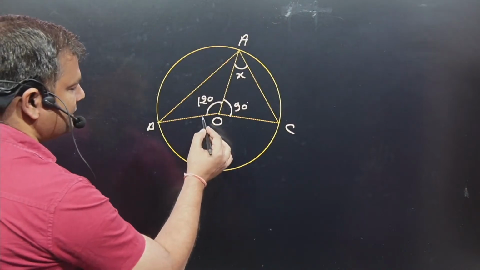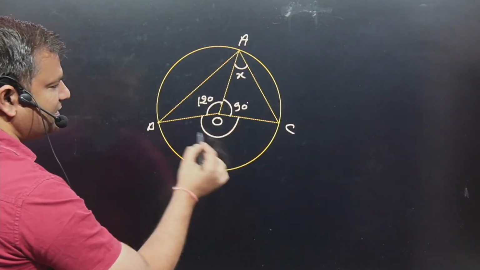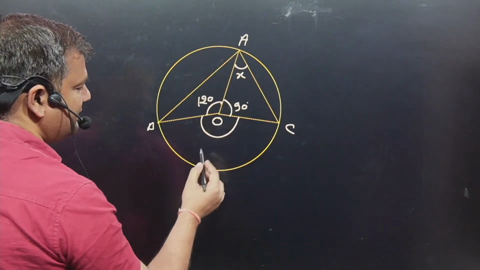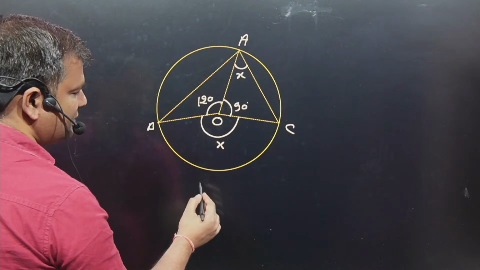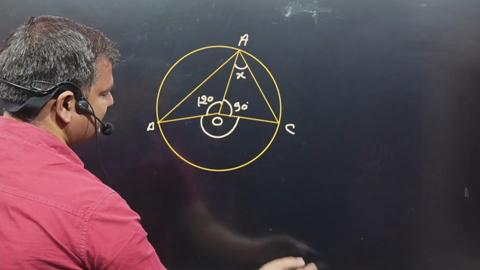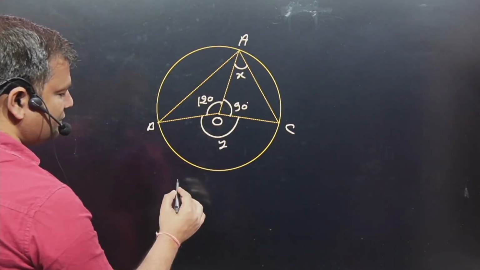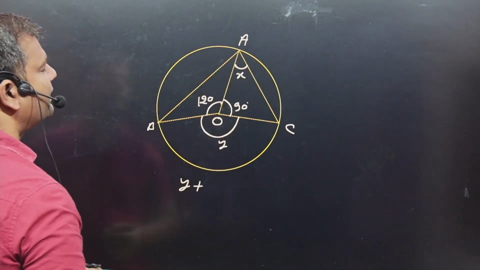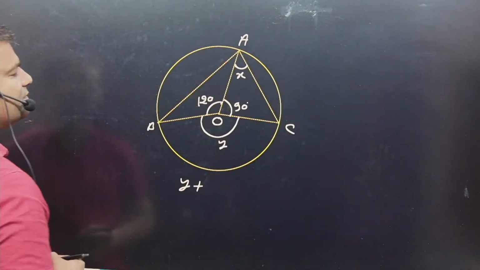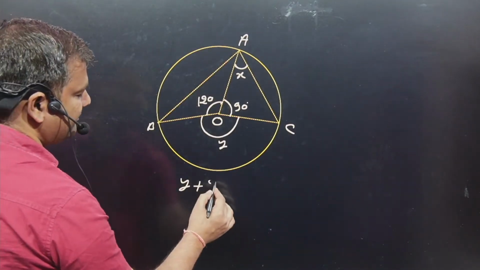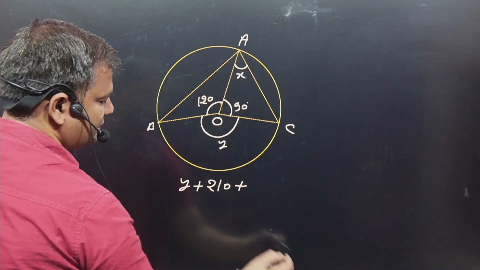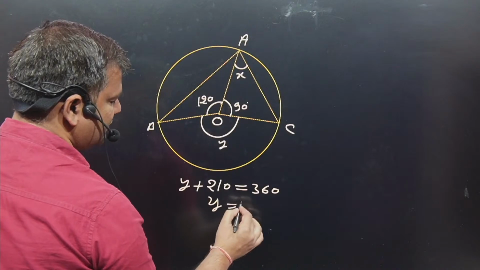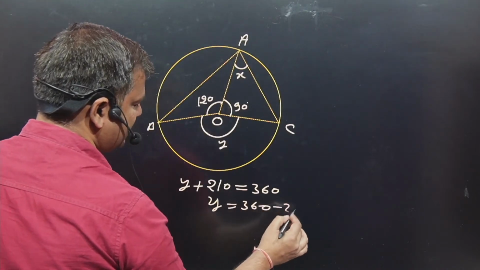Okay, so basically you can determine that angle. 180 plus 90. Suppose that this one is Y. So Y plus 120 plus 90, we got 210. This equals 360. So Y will be equal to 360 minus 210.